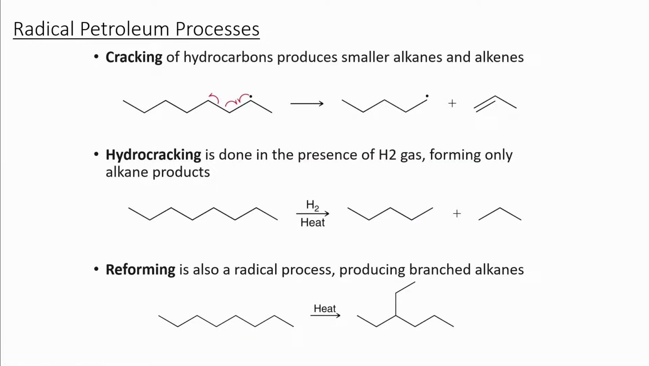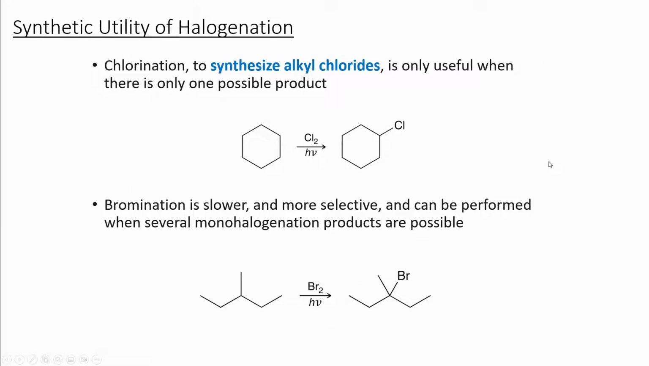The radical process is also used in the cracking of oil. Cracking allows us to take long carbon chains and produce smaller carbon chains from them. Hydrocracking is done in the presence of hydrogen gas and forms only alkane products.